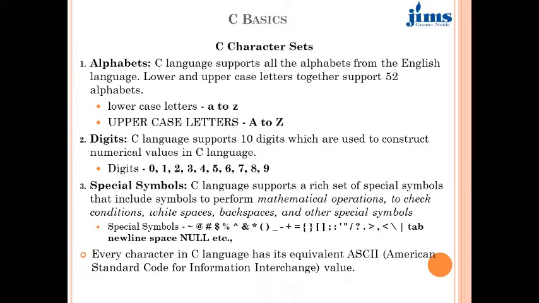C character sets, alphabets. C language supports all the alphabets from the English language only. Lower and upper case letters together support 52 alphabets. No other language is supported by the C language, only English. So lowercase letters, small a to z, and uppercase letters, capital A to Z, are supported. Digits: C language supports 10 digits, 0 to 9, which are used to construct numerical values.